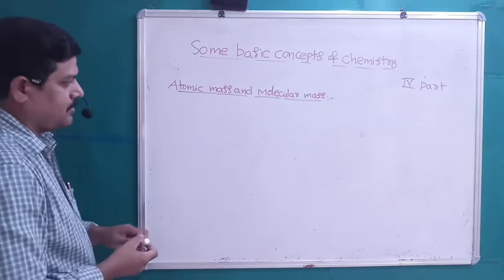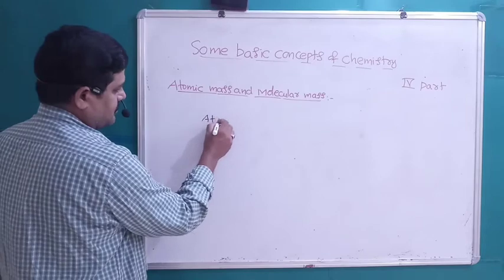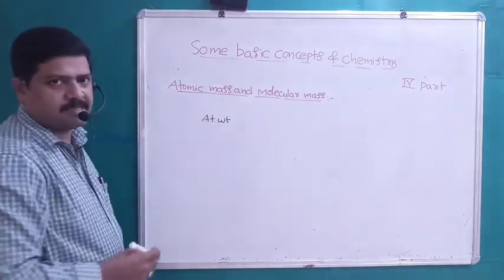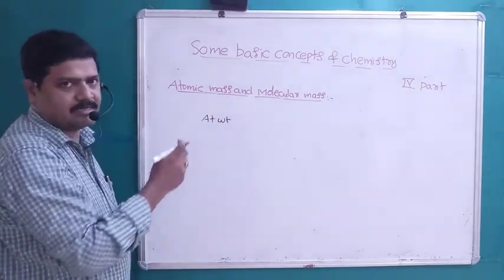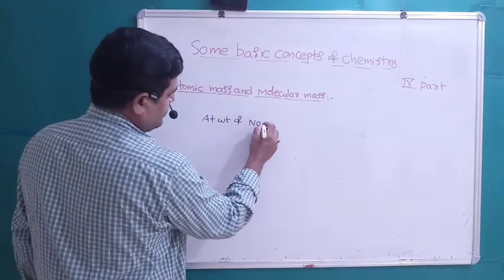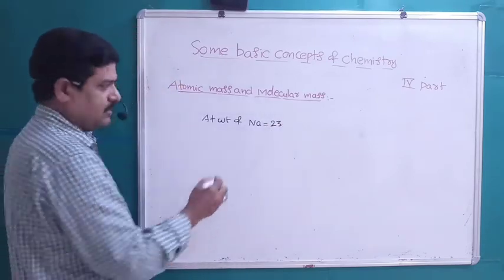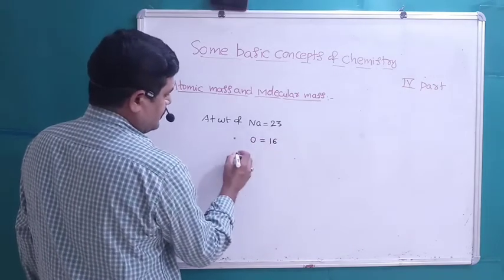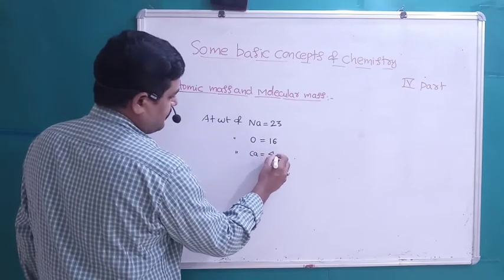Students, for example, when the atomic mass of sodium is asked, there is no difference between mass and weight in chemistry. Atomic weight, we can also call it atomic mass. Atomic mass of sodium is 23. Simply we will tell some number, 23. Atomic mass of oxygen is 16. Atomic mass of calcium is 40.